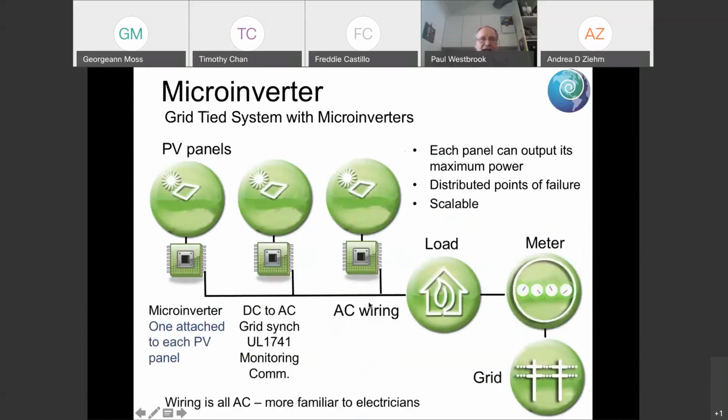What I have is the microinverter. So every panel has a small inverter on it. This is AC wiring, goes to the house and the load, and again, we have the meter and the grid. It's a distributed point of failure, which is nice. If one of my microinverters goes offline, the rest of the system continues operating.